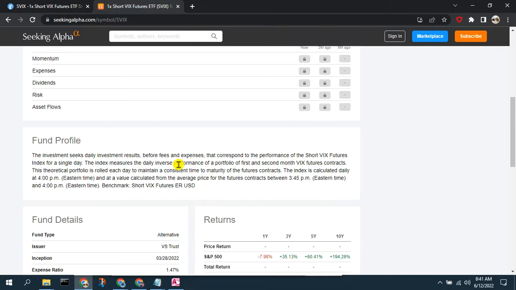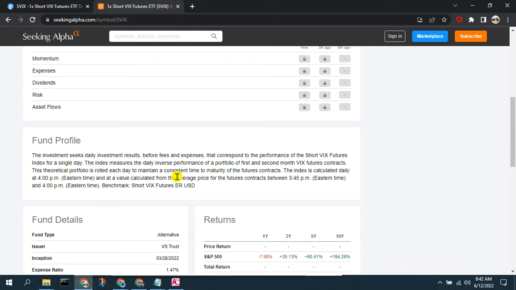It seeks daily investment results that correspond to the short VIX Futures index for a single day. It's inverse, again, this is an inverse ETF on the VIX, so you're shorting the VIX. Here it's important, it's looking at the first and second month VIX futures contracts, so that's important to understand what this ETF is based on. And it's rolled each day to maintain a consistent time of maturity and calculated daily at 4 p.m. So it's recalculated each day at 4 p.m.